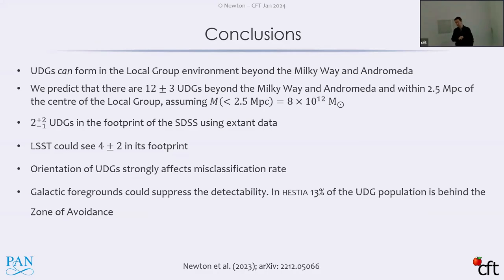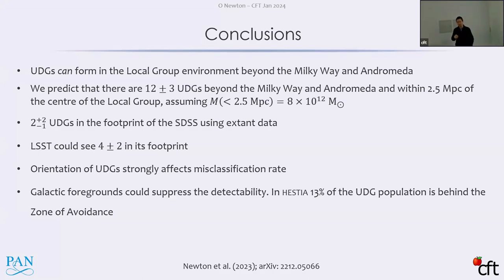So these are the conclusions from that work, published last year, and this will be the point where I stop as well. We've shown that UDGs can form in a Local Group-like environment that is modeled very closely on the environment that we see in the real universe. And we expect there to be about 12 UDGs out there in the field for us to go and find, some of which could be seen in existing surveys and archival data, and some more of which hopefully will be detected in upcoming surveys as well.